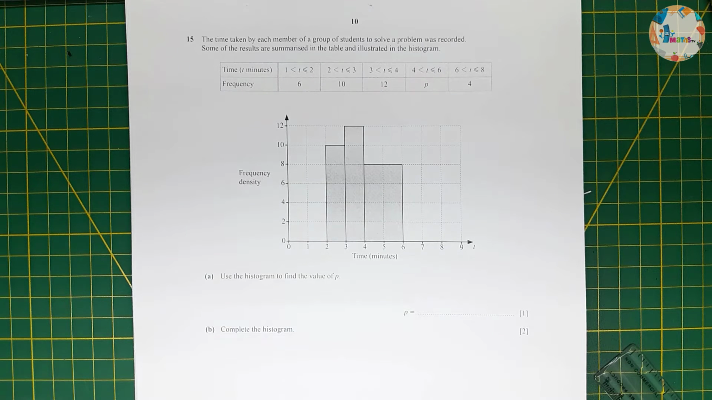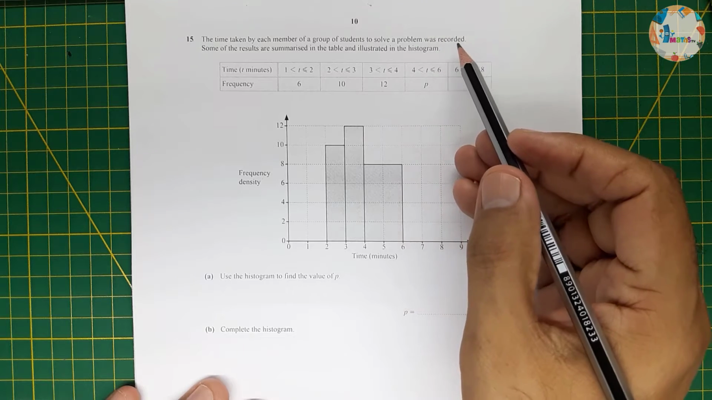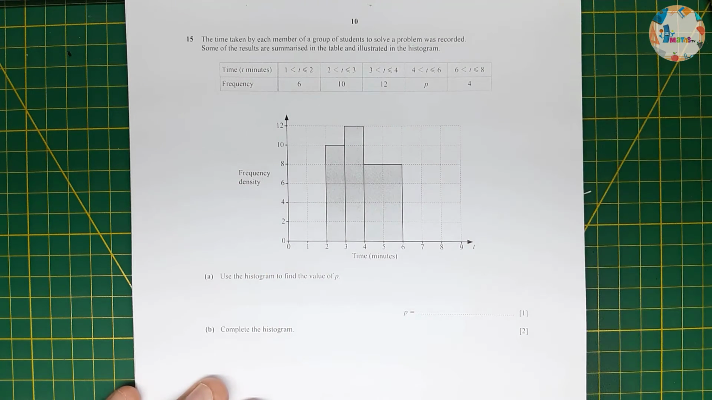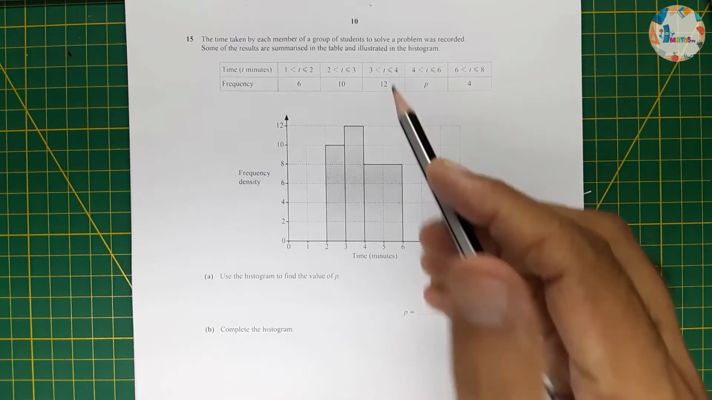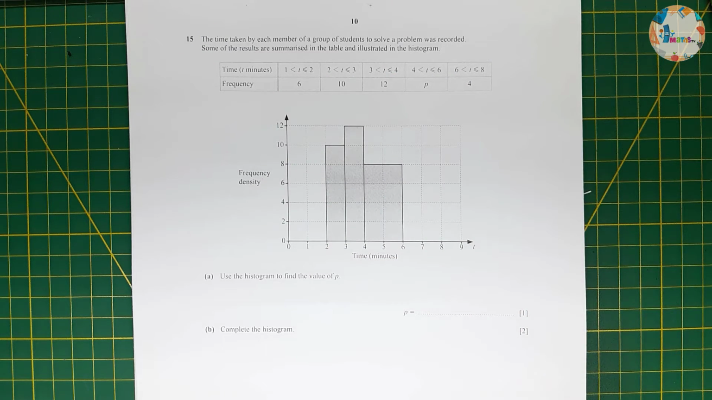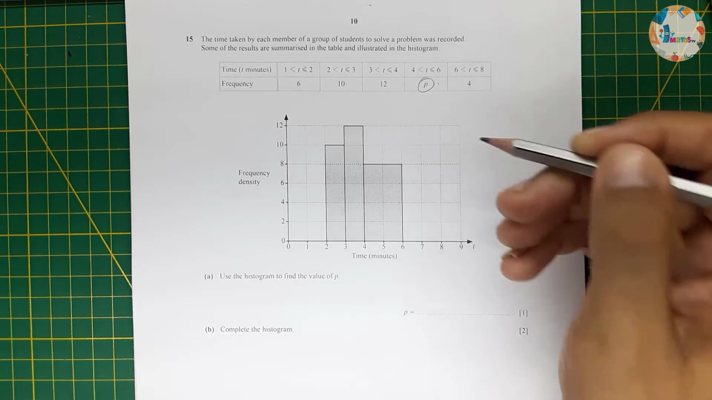Question number 15. The time taken by each member of a group of students to solve a problem was recorded. Some of the results are summarized in the table and illustrated in the histogram, and these ranges are given. So use the histogram to find the value of P. The value of P we have to find.